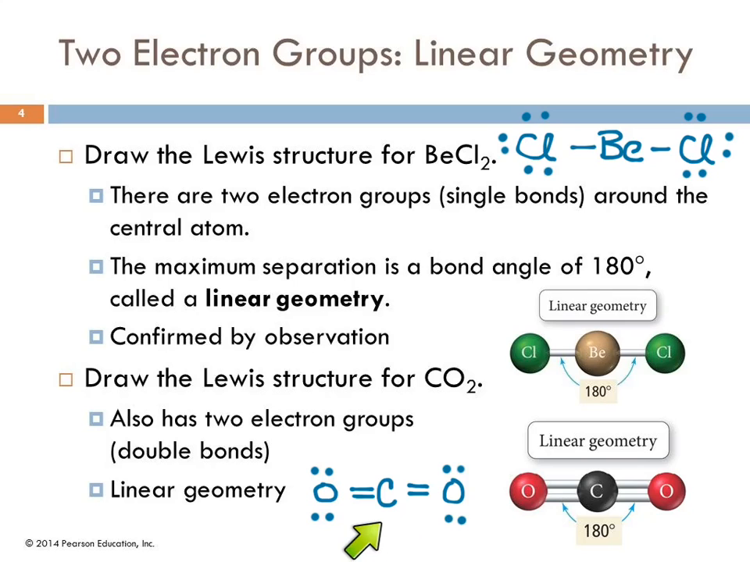So this is the Lewis structure. We have to look at the Lewis structure, and we see there's one double bond, that's one electron group, and the other double bond is a second electron group. Two electron groups on carbon. And they'll get away from each other this way by being on opposite sides of the carbon atom. And the prediction is that carbon dioxide is a linear molecule. And this is also confirmed by observation.